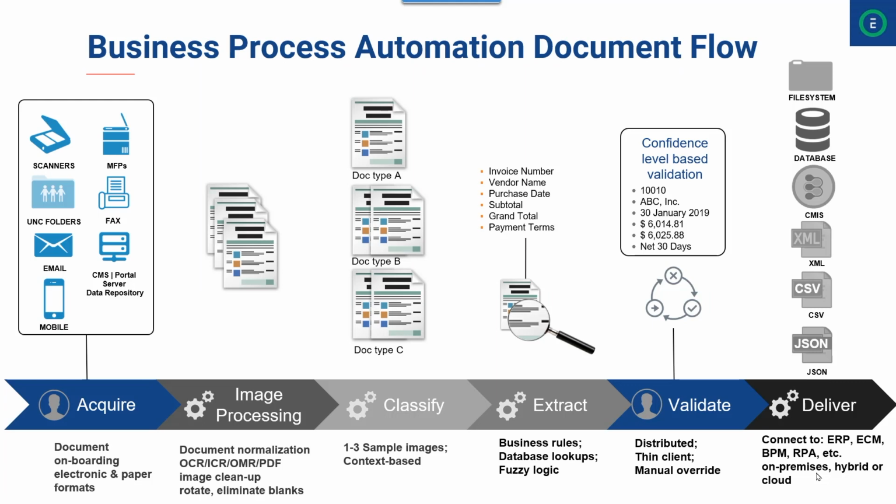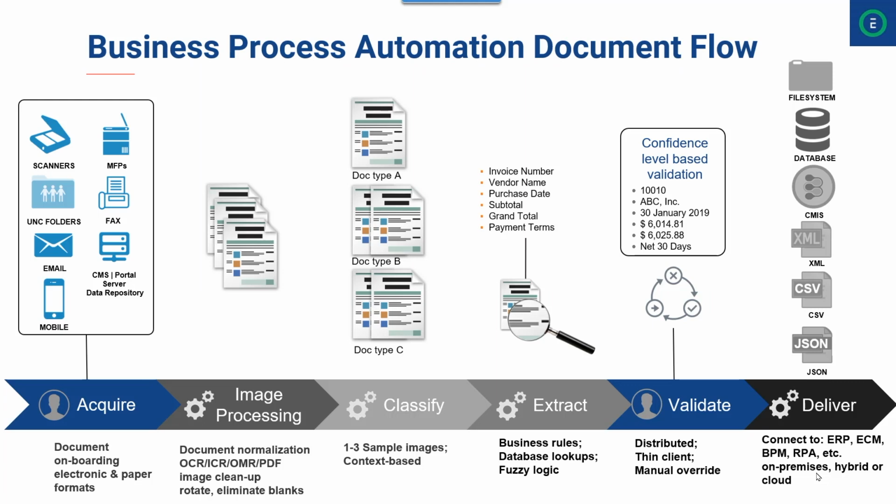On the left, we can capture from folders, scanners, fax machines, email attachments, your phone. We then clean it up, deskew, remove blanks. Now we can classify that document type, which is how we've assigned our business rules. Is it an invoice, a contract, a resume?